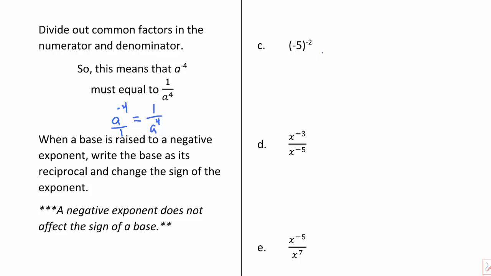Let's look at c. With c, what's the base? The base is negative 5. So this time I'm going to make this 1 over the base, which is negative 5, and then change the sign of the exponent, squared. Then you simplify. Negative 5 squared is 25, so this is 1 over 25.